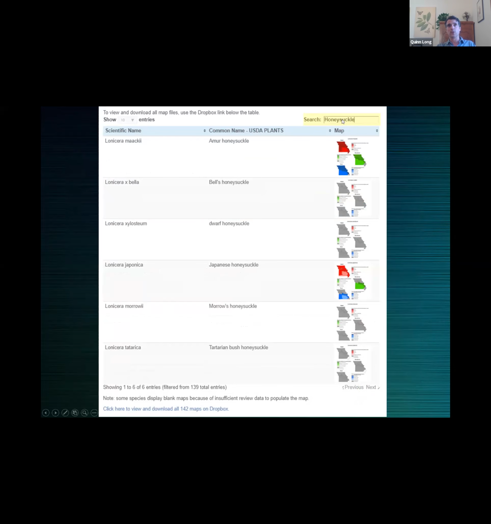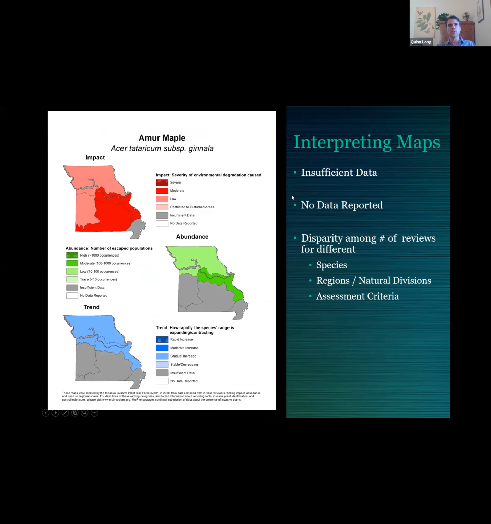You can also search by query, so like type in honeysuckle, or even type in the first 3 letters of a scientific name, and it'll filter the results.